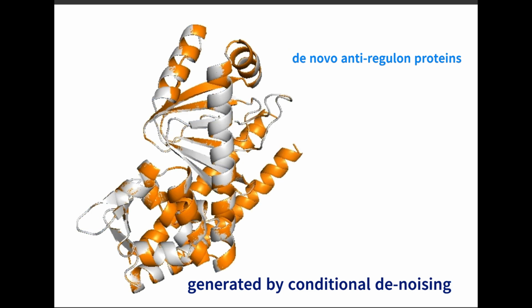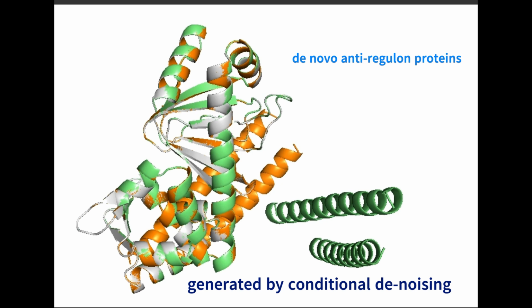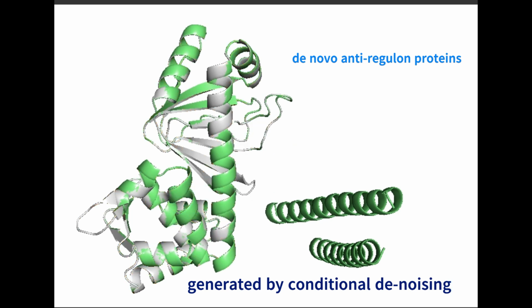We can see the Regulon protein to the left, and to the right the complementary proteins randomly generated in a few minutes by the diffusion processes, drawn in different colors.